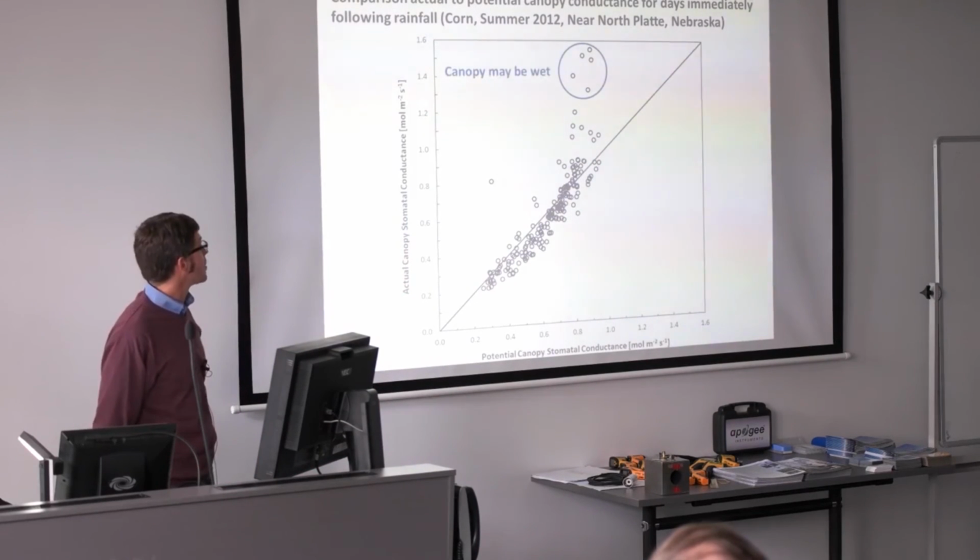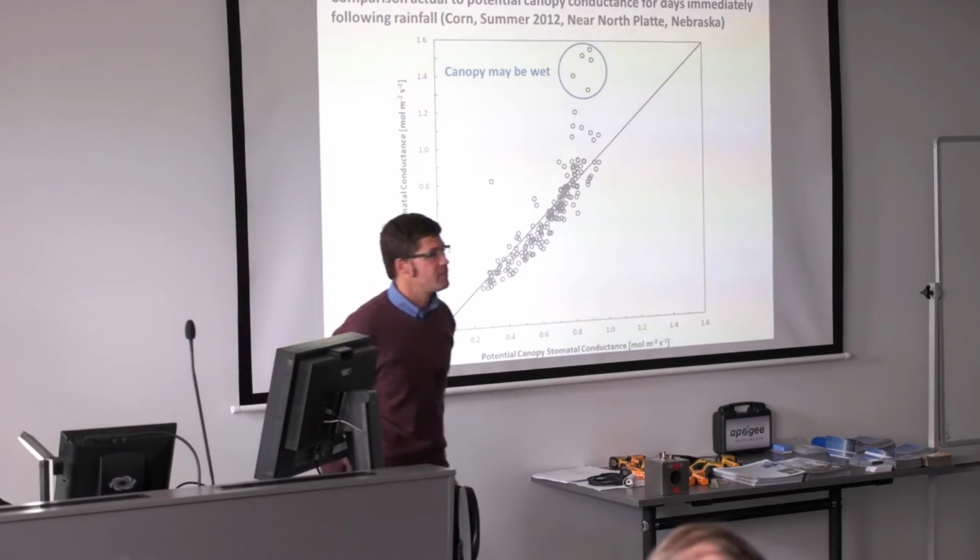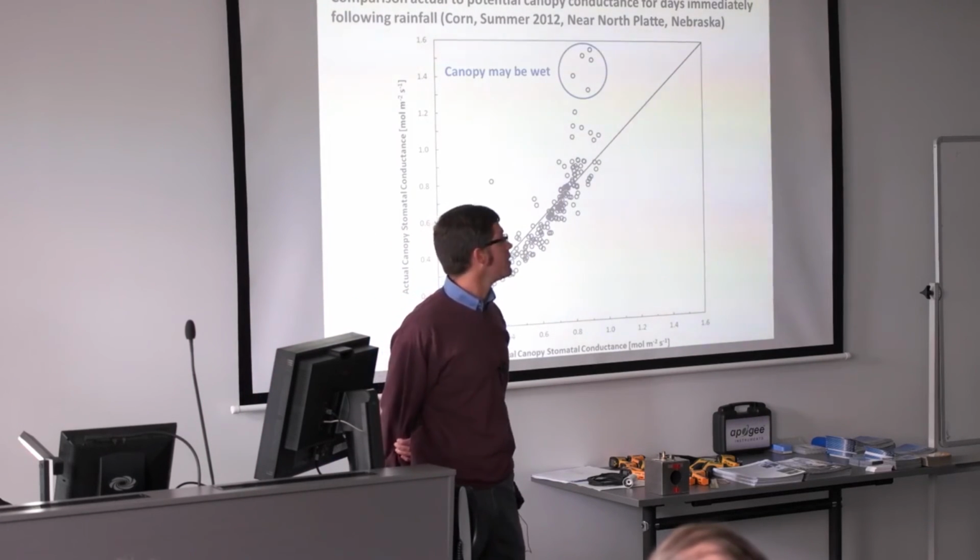The outliers are possibly when the canopy was wet. Right? You'll get data that don't necessarily match the model if the leaf surfaces are wet. Yeah. That's all I have for stomatal conductance for the application.